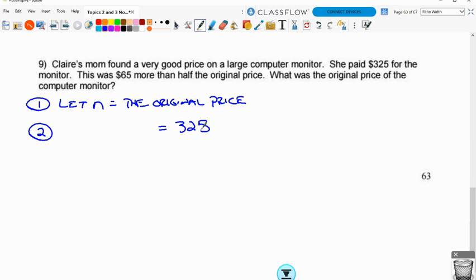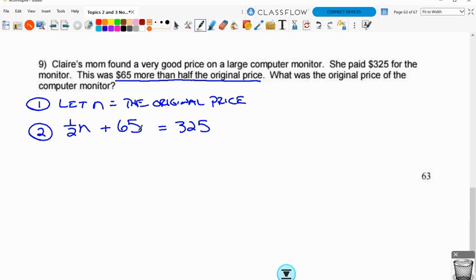Okay, and it says that the price that she paid was $65 more than half of the original price. So I'm going to take the original price, which was n, and to find half of that price, I'm going to multiply it by a half. So 1/2 times n. And then I need $65 more than that, which means I'm going to add 65. Okay, so the price $325 is equal to 1/2 n plus 65. This equation is going to allow us to figure out what the original price of the computer monitor was.